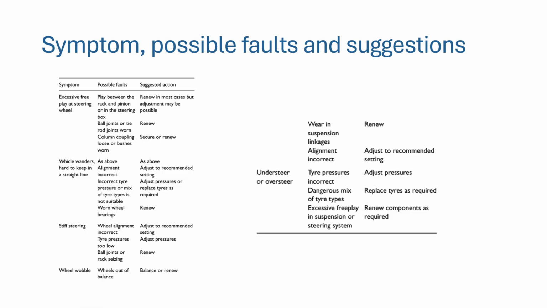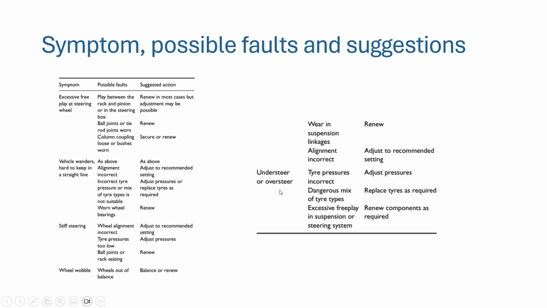Suppose your wheel wobbles, that is another symptom of a problem in the steering system. The possible problem will be wheels out of balance, so you have to do balancing. Or the suspension linkage, the linkage between the suspension and our steering system, may be worn out, so you have to renew it. If the alignment is incorrect, you have to adjust the alignment. So these are the problems for the wheel wobble and the solutions.